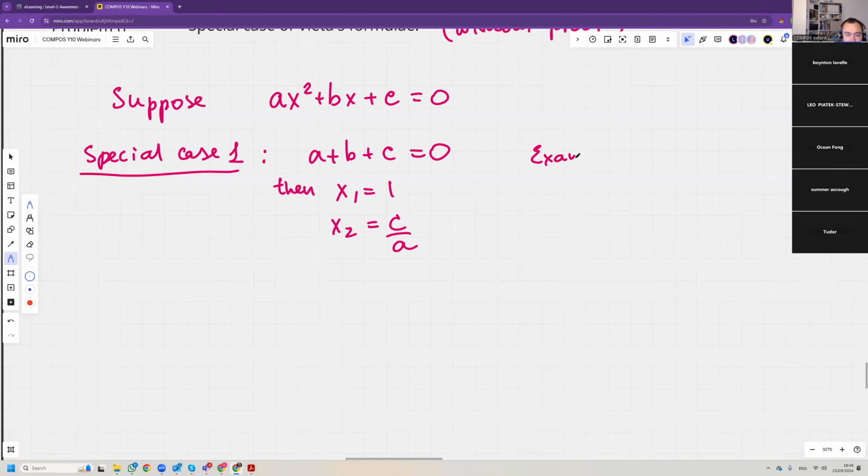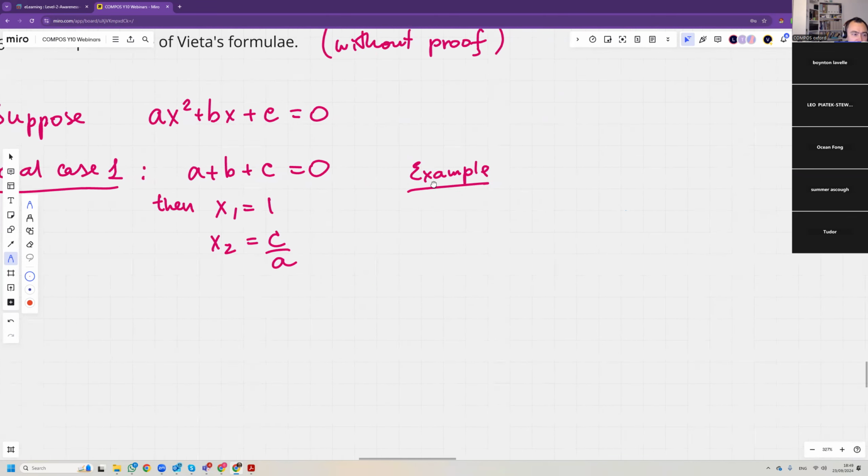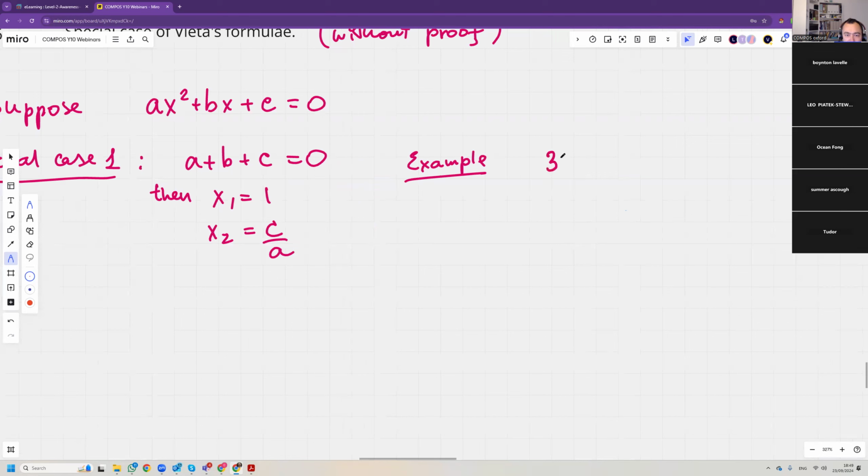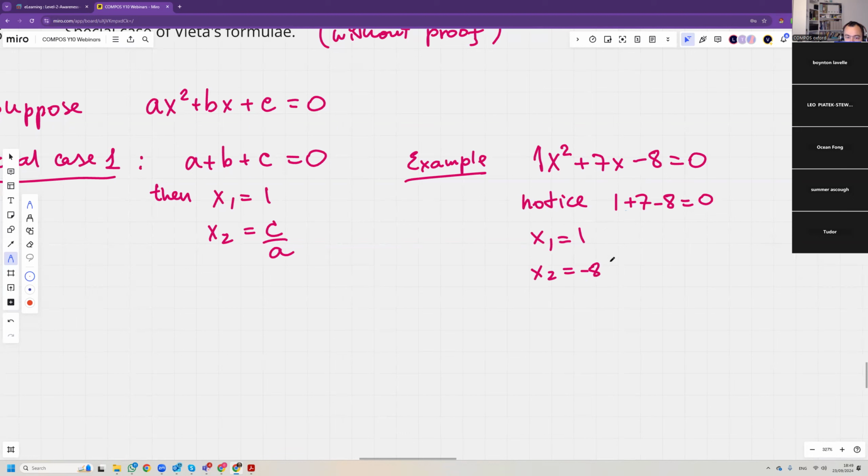Example. Well, let's take an easy example. x squared plus 7x minus 8 equals 0. You notice that, because the leading coefficient is 1, 1 plus 7 minus 8 is 0. That means this is special case 1, x1 is 1, and x2 is c over a, which is minus 8 over 1, so minus 8. Ta-da!